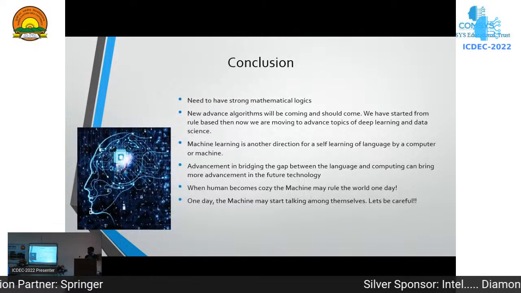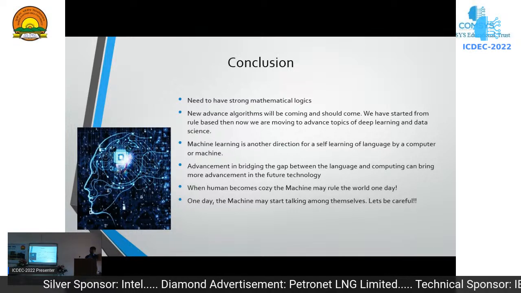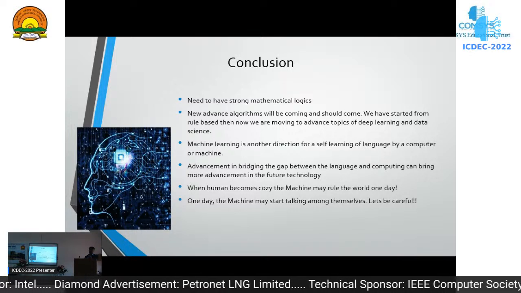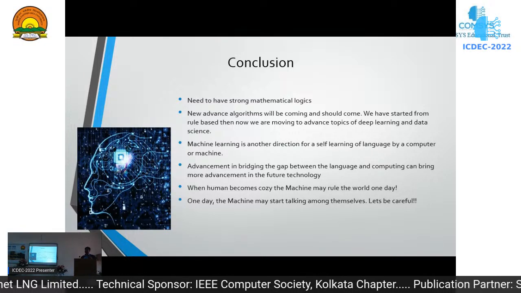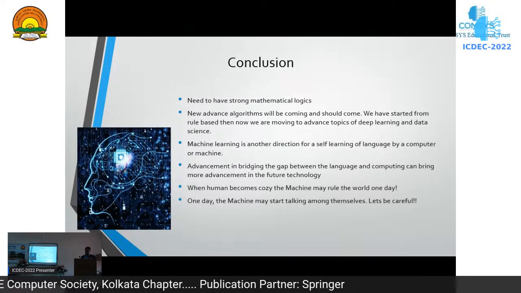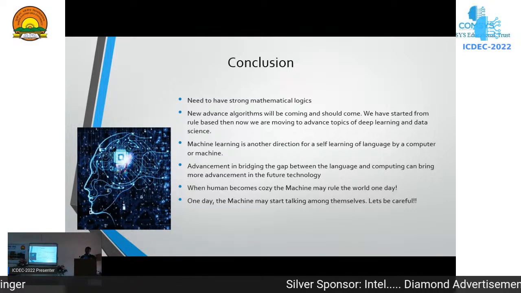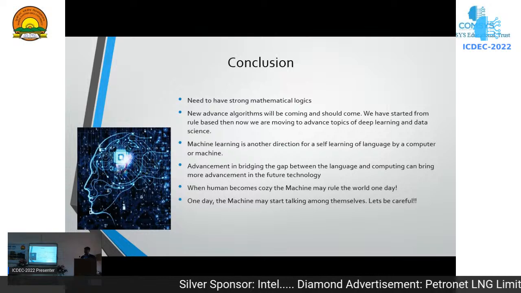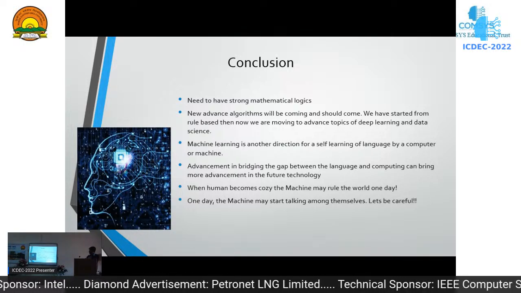So the conclusion is that we need a little bit of mathematical logic if we have to work on natural language processing, because the rule-based approach alone doesn't work. Then we need to keep checking out the advanced algorithms. Not only that, we need to keep designing new algorithms based on the language, because the algorithm which I have designed and applied in some language may not be applicable to another language. That is another thing. Then, machine learning is another direction for self-learning.